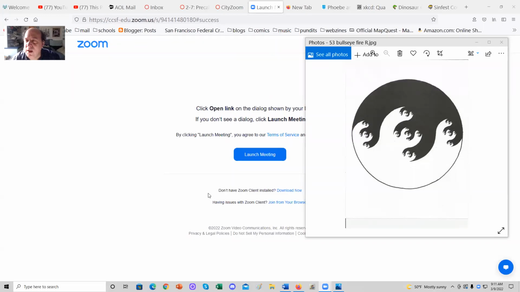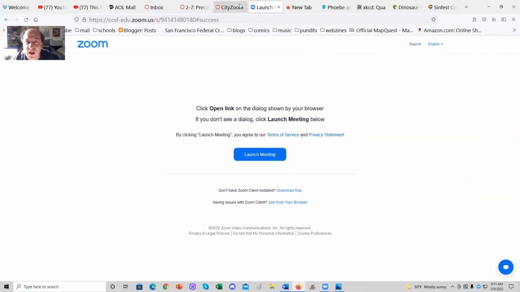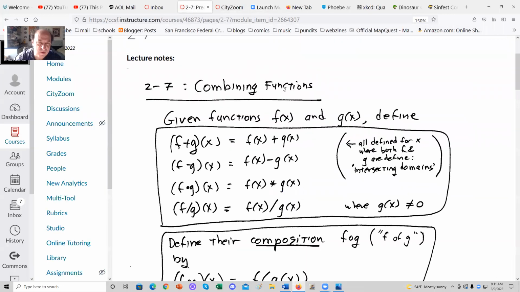This Zoom session is being brought to you by the Fractal Bullseye Fire. Oops, let's see, it should be this one. Yes, okay, here we go.